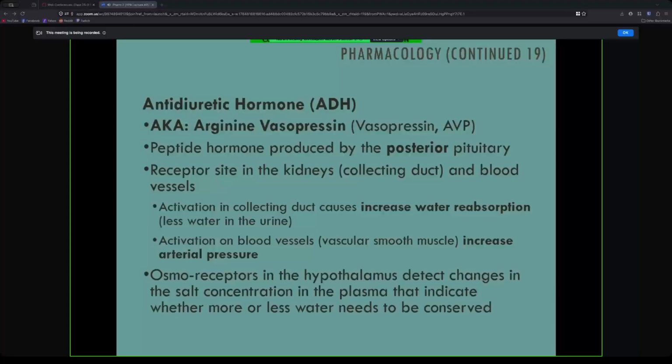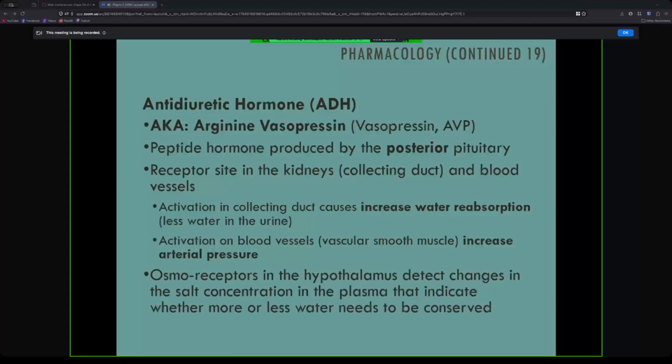So what does it do? In the collecting duct, ADH is going to increase water reabsorption, which makes sense when you think about antidiuresis. We're going to increase the water in our system, keeping it in the blood, and have less water going out with excretion of the urine. And then at the second site of action, the blood vessels and vascular smooth muscle, antidiuretic hormone is going to increase arterial pressure. We're going to talk briefly about normal physiology so we can understand pathophysiology, and then the agents that we're going to use to correct it, coming up.